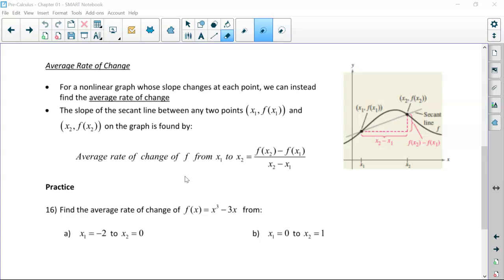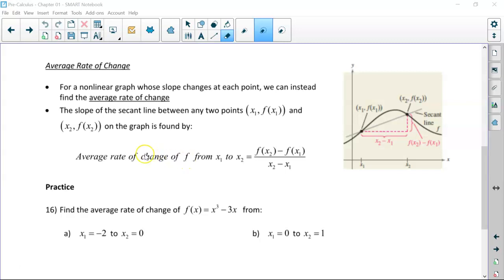Average rate of change. When we're looking at a non-linear graph, so you can see on that given graph there's a curve, we can't find the slope because slope is for a line. What we can do is find the average rate of change, and that is the slope of the secant line between any 2 points. And that's what average rate of change is.